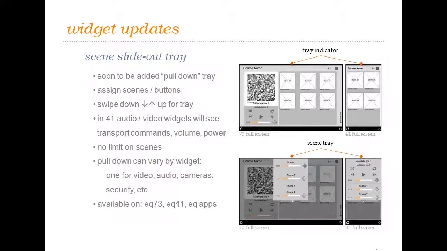Now, as you can see in the bottom graphic of the 7.3 and the 4.1, it's a popover, similar again to the iPhone or Android, where you slide out a tray and you have access to different scenes. In the case of the 4.1, you also have transport commands for power and volume. That will also transfer over to the iPhone and Android phone apps, as well as the tablet apps.